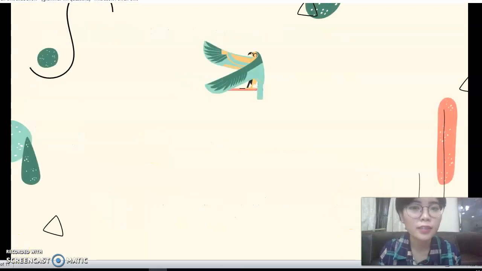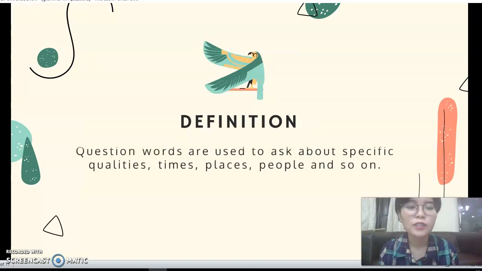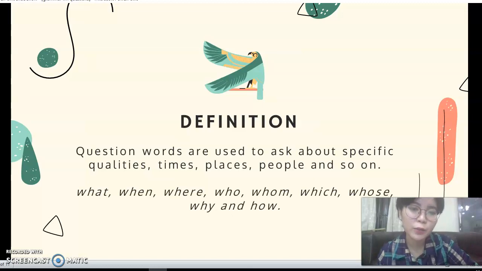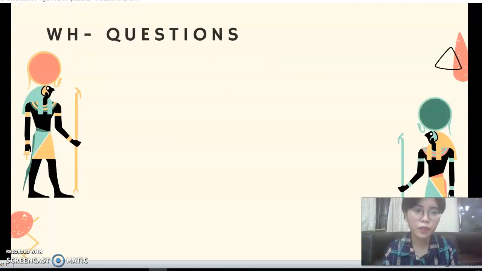So before I start the definition, is there any of you who already get the point about the WH question? Question words are used to ask about specific qualities, times, places, people, and so on. And WH questions consist of what, when, where, who, whom, which, whose, why, and how. Let's move to the WH question rules.